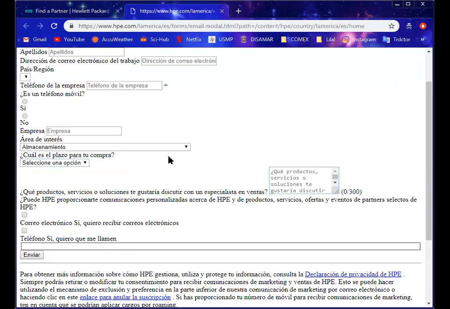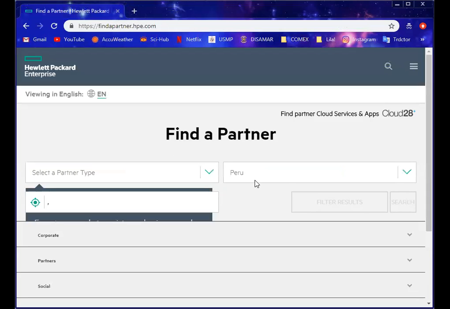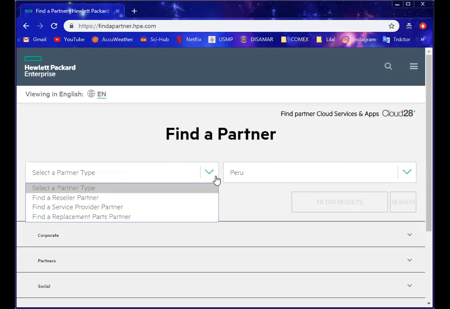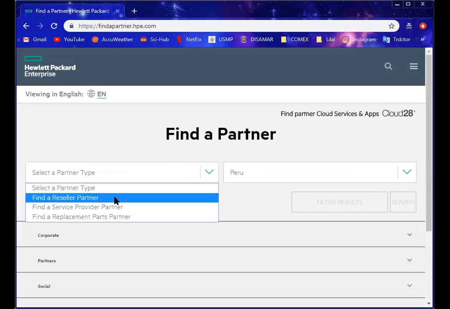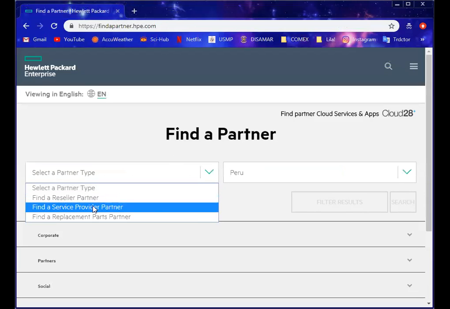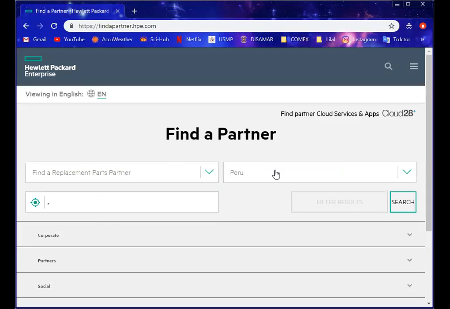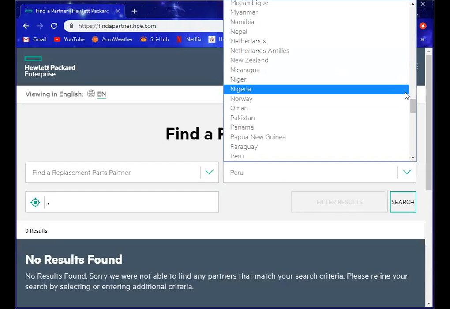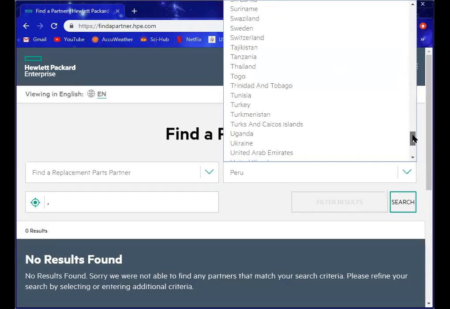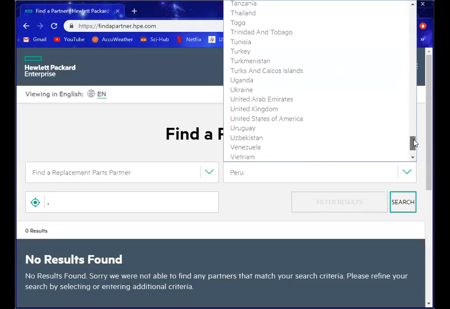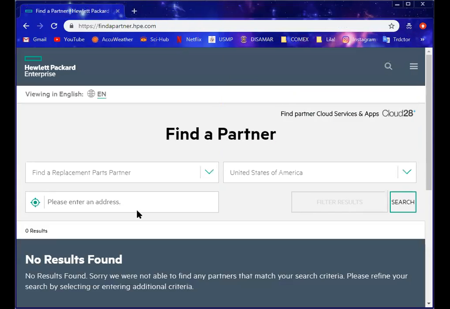Now the other option is to go in here and find a partner. In this case, we could say replacement part partners. We can check on Peru. But if we don't want Peru because we already know who they are, we can check from the United States.